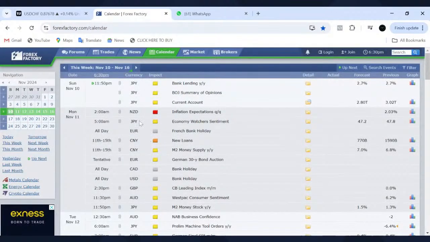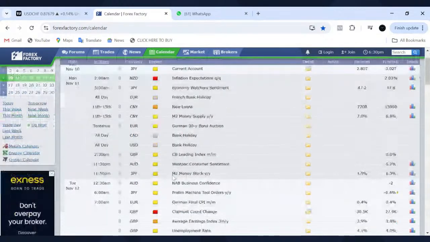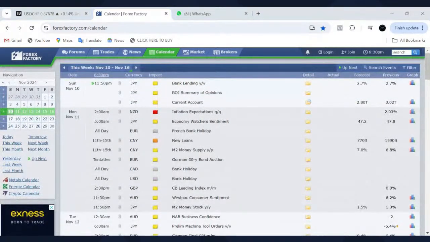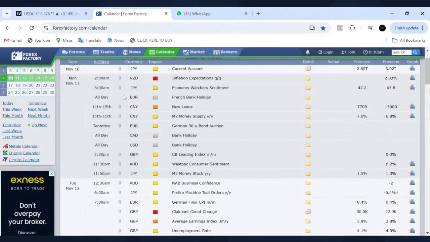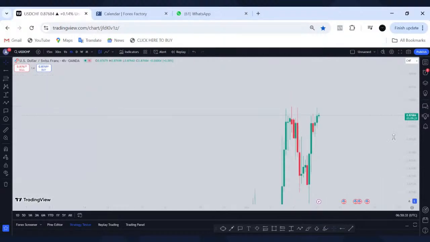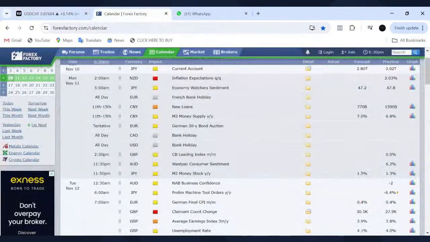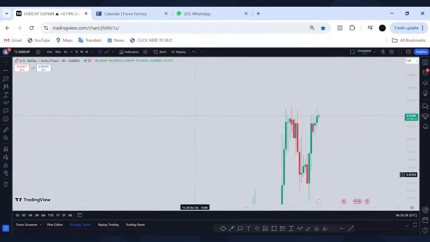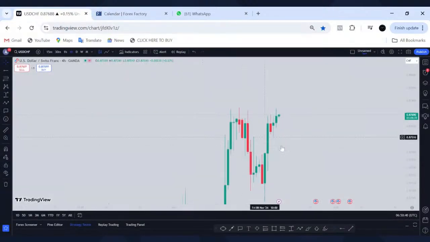So let's look at the fundamental analysis for this morning. Today is Monday. We are going to have euro and CAD bank holidays during the New York session, and when it comes to the London session, we are having euro bank holidays. So today is more of bank holidays. All right, let's check out the technical analysis and see what will be happening.